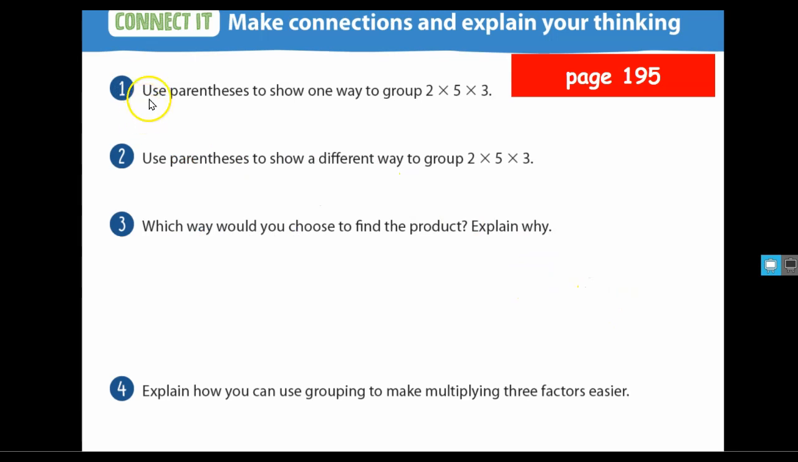Okay. It says use parentheses to show one way to group 2 times 5 times 3, which we did already. So it would be something like this. It says use parentheses to show a different way to group them. I could put like this, 5 times 3 instead. Which way would you choose to find the product? We would do 2 times 5 because it's easier to multiply 10 times 3 than 2 times 15, right? Plus, we know our multiples of 10 already.